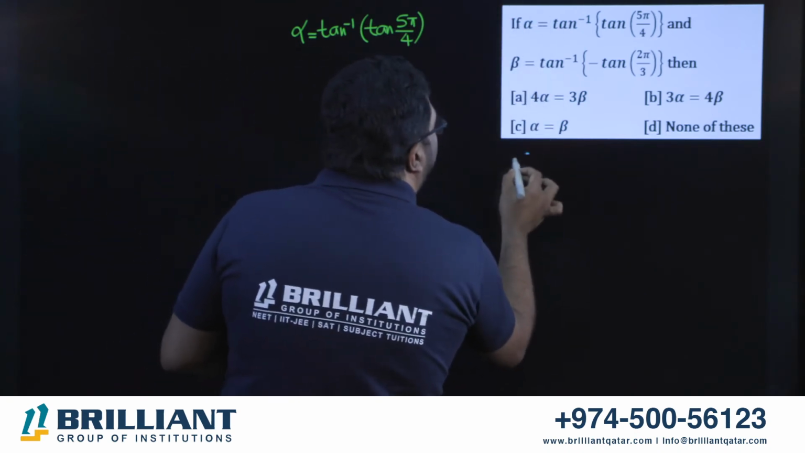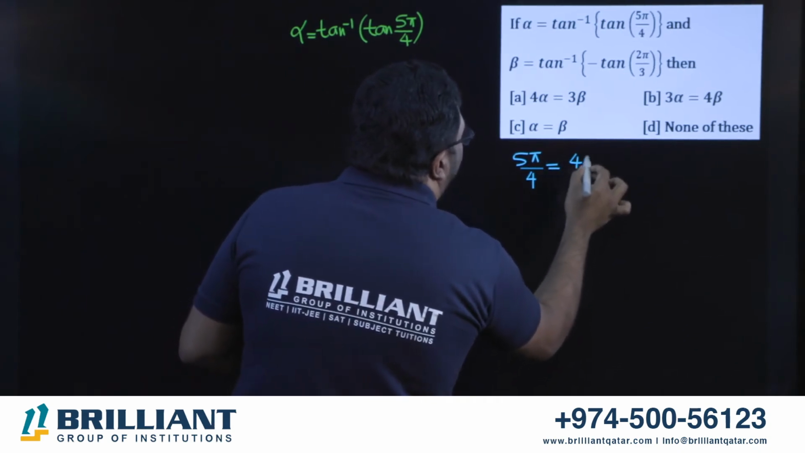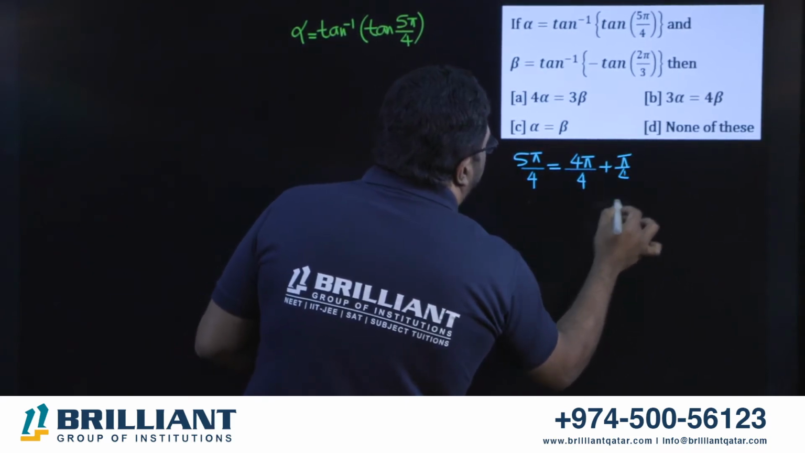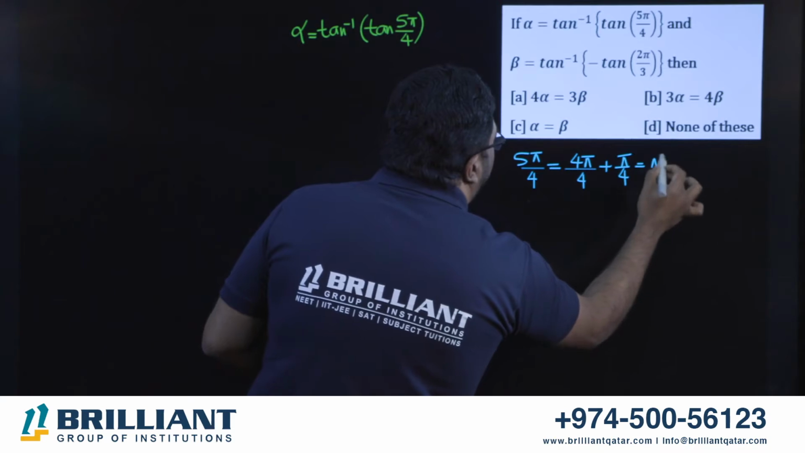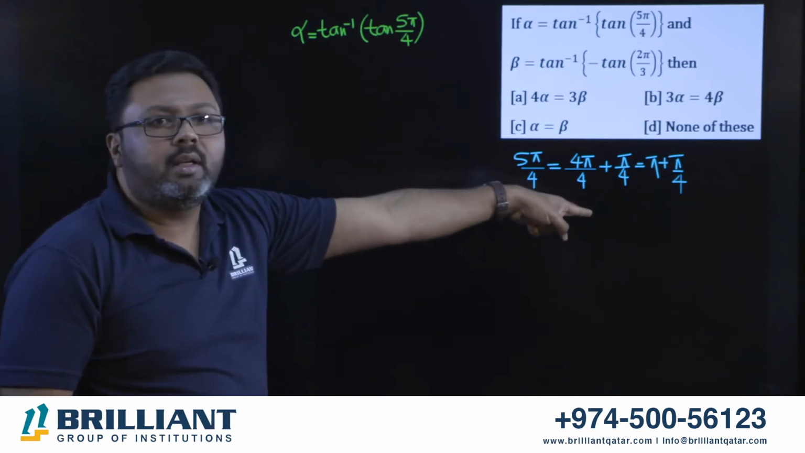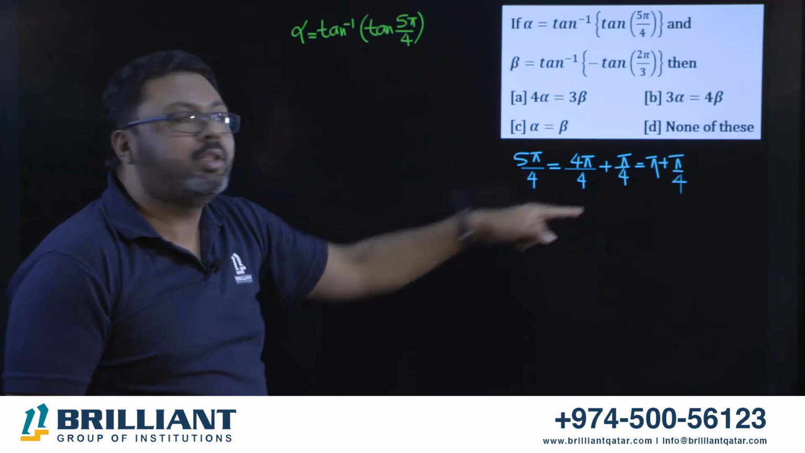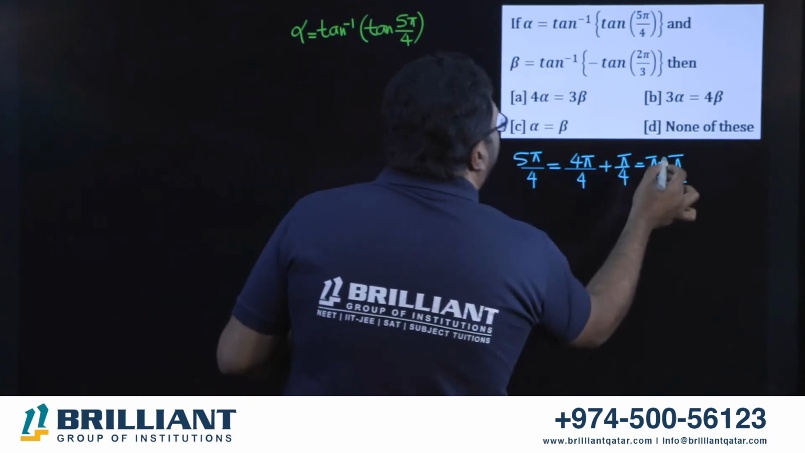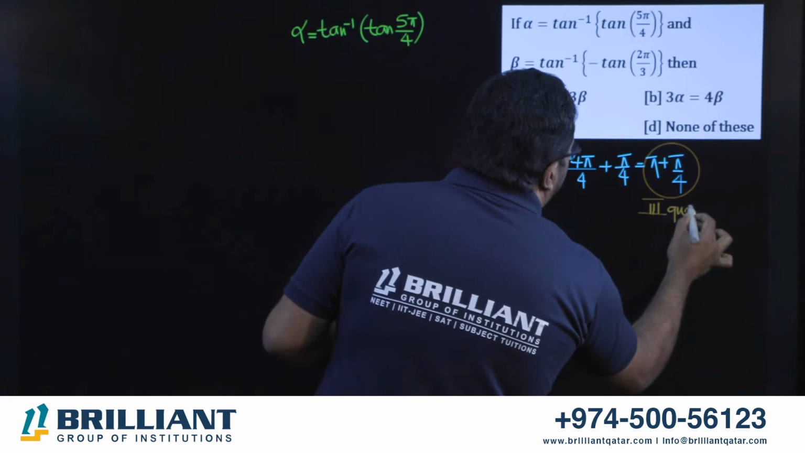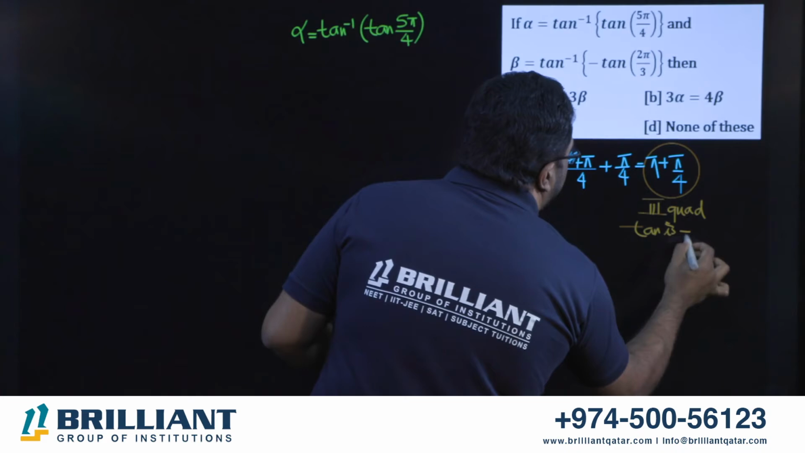The same old technique, the 11th standard technique. 5 pi by 4 reduces to 4 pi by 4 plus pi by 4, which is equal to pi plus pi by 4. Yes, pi plus pi by 4 definitely belongs to the third quadrant. In the third quadrant, tan is positive.